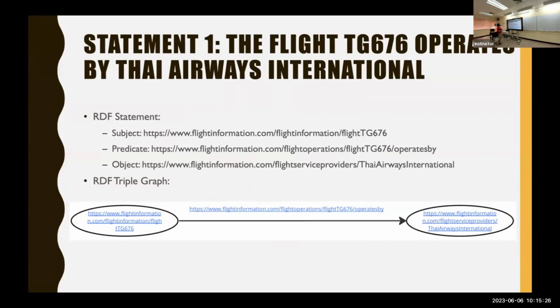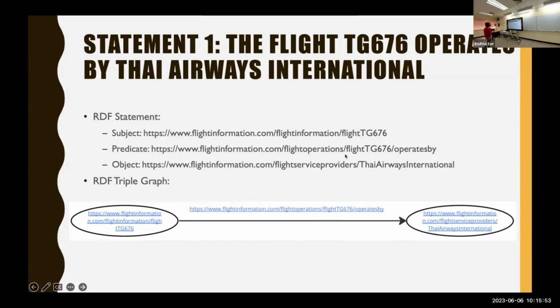This is what I made for the first statement: flight TG676 operated by Thai Airways International. In my subject, I made it in the form of a URI. So the flight information is the main website, and information about the flight TG676 will be under the page flight information. That's what I thought.